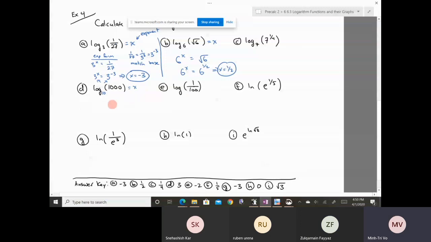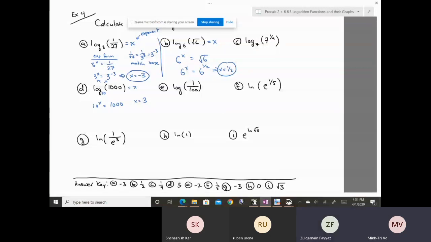So it'll be 10 to the x is equal to 1000, right? So you ask yourself, 10 raised to what power is 1000? If it's 1, then you get 10. If it's 2, then you get 100. If it's 3, then you get 1000, right? So x would have to be 3. Okay. However, there's an even easier way to do it, right?